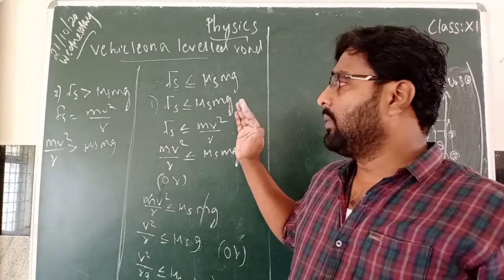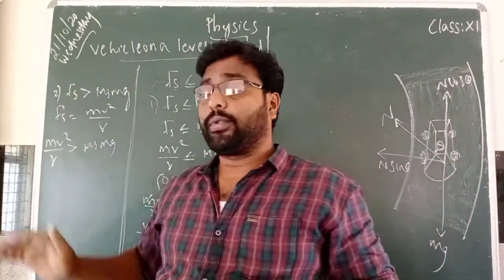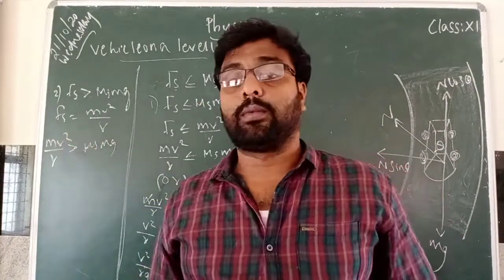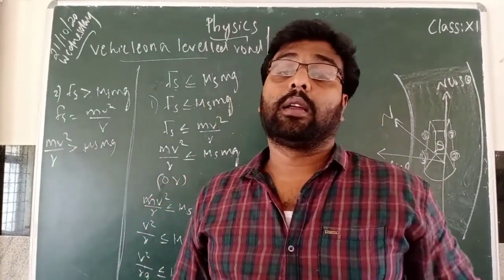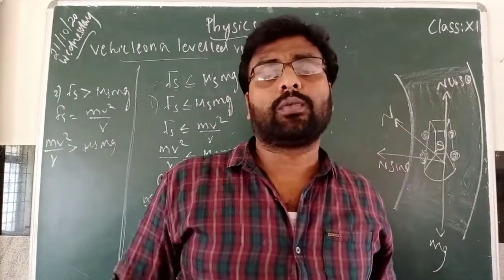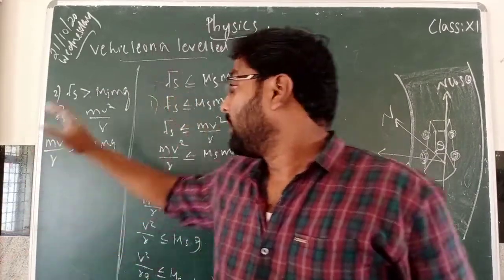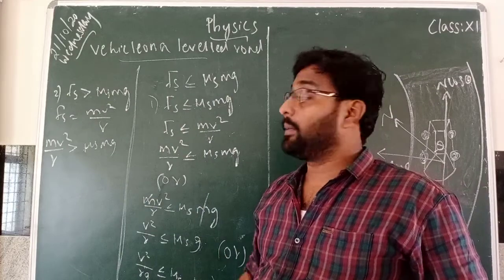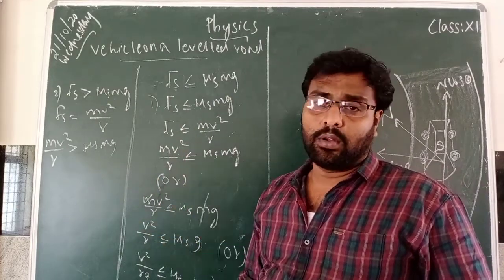At the same time, this FS means what? The centripetal force mv square by r, if it is greater than the static friction, then it won't be able to provide enough centripetal force, so the vehicle starts to skid.